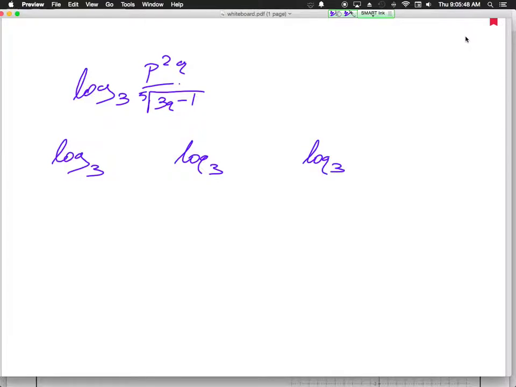Alright, so what's inside the first log? P squared. The second log? Q. And the third one? That big thing.